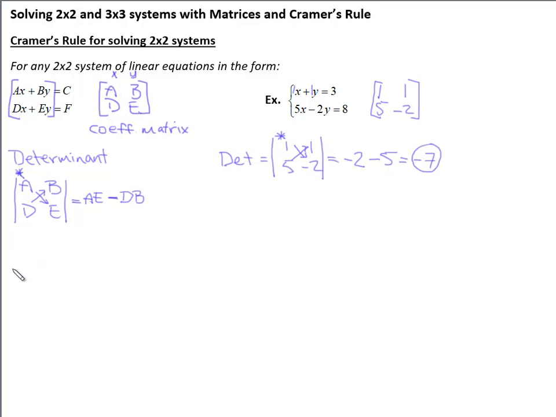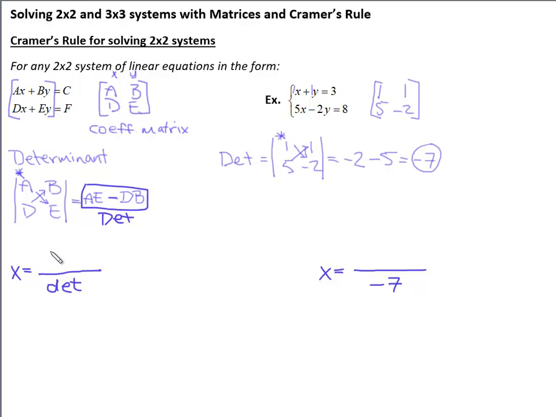When I need to solve for x, we're going to take the coefficient matrix here, A, D, B, E. Basically, this value, the determinant, goes in the bottom of my fraction. So I'm just going to write determinant, DET, down here. So this number is going to go in the bottom of my fraction. Similarly for my example over here, negative 7 is going to go on the bottom of this fraction I'm going to set up.